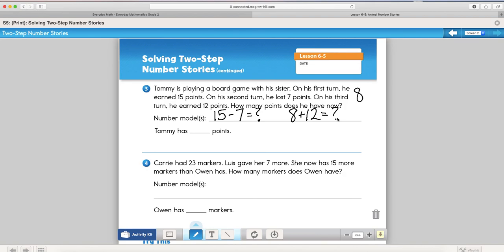Logan, did you get it written down? Yeah. Okay, I just want to make sure that you have it written down because I don't necessarily see your... Oh, okay. So how many points does Tommy have, Logan, now that he has won the game, or at the end of the game? He has 20. He has 20 points. He started with 8. He counted 12 more. He should have 20 points. Great, Jake. Thank you. Okay. Your job now is to do number 4.